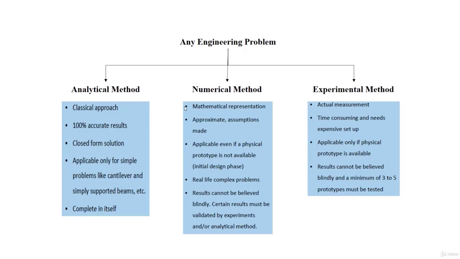In order to perform experiments, you need to destroy the product. So it is a very expensive process, and likewise a time consuming process. And see, it is only applicable for physical prototypes. Then results cannot be believed blindly, and a minimum of say 3 to 5 prototypes must be tested in order to find the accurate behavior of the particular product through the experimental method.